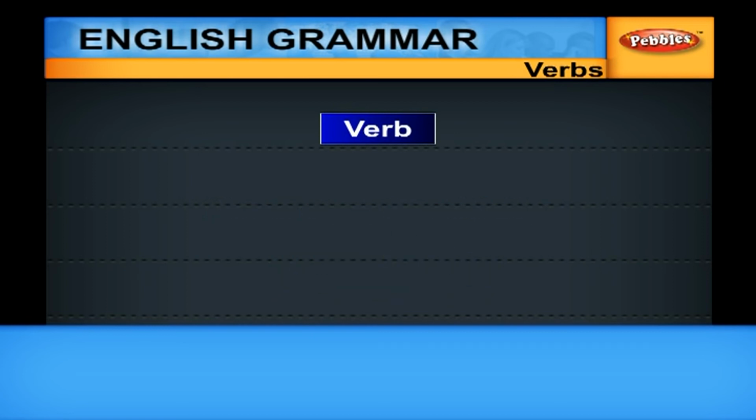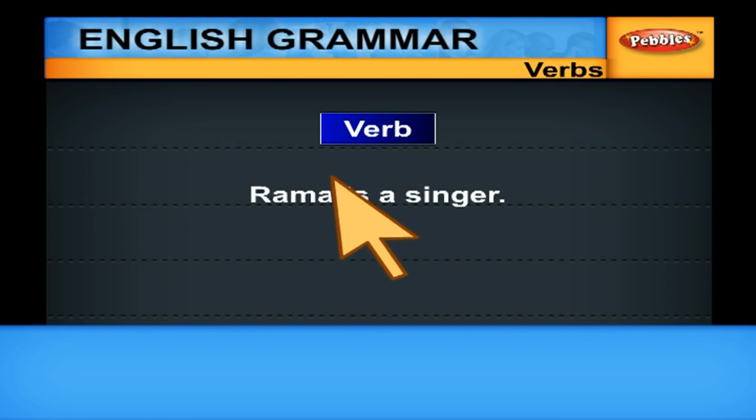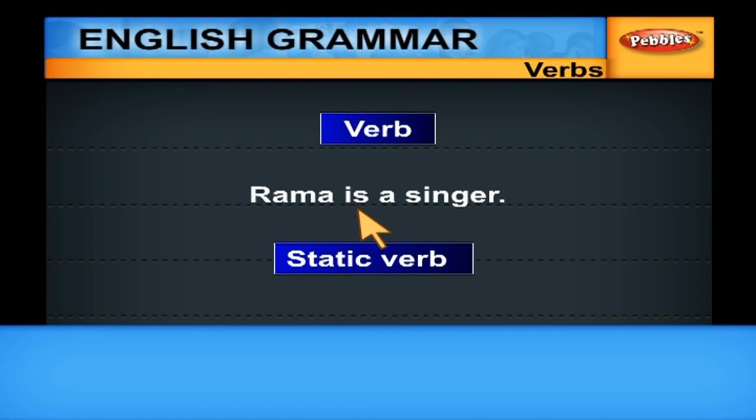Look at the sentence. Rama is a singer. What is the verb here? The verb is. What does it do? It doesn't tell you anything about the action done by Rama. It tells us who Rama is, the state of Rama. Here, the verb performs a function of denoting the state of a person. This is called static verb. Rama is a singer.